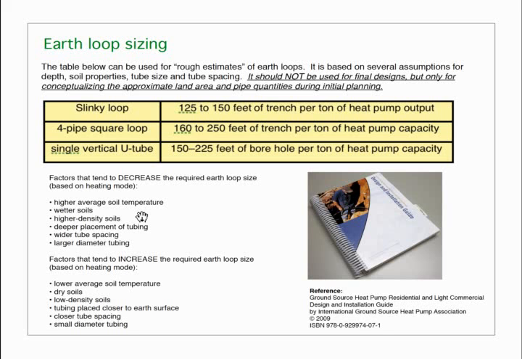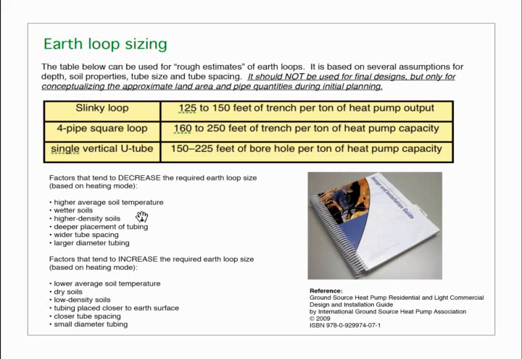Over on the left, what are things that improve or decrease the amount of pipe? Well, higher average soil temperatures. If you're heating a building in Oklahoma versus one in New Hampshire, you're going to have higher soil temperatures. That's going to reduce the earth loop length. Wet soils are good. High-density soils are good as well. The deeper the tubing is placed in the earth, the warmer that average temperature is going to be. Larger tubing does have some effect on it, although not a huge effect, not proportional to diameter.